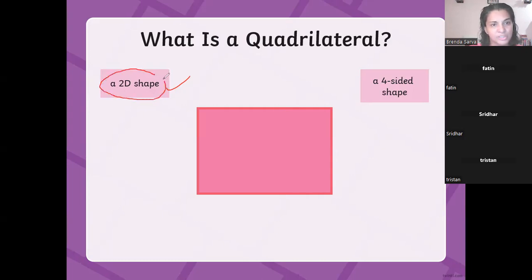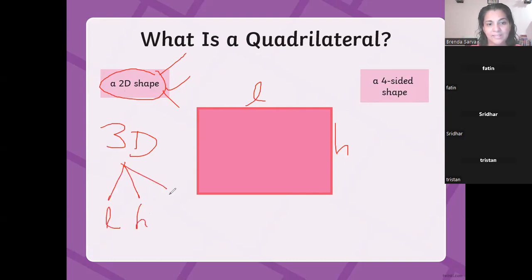A 2D shape means what? It has 2 sides to it. One is the length and one is the height. A 3D shape means it has 3 sides. You'll have the length, the height, and the width. So if you add a 3rd dimension to it, you will form what we call a cuboid.